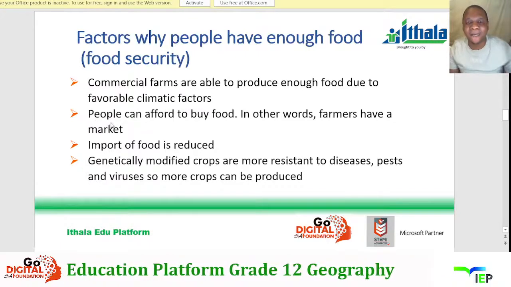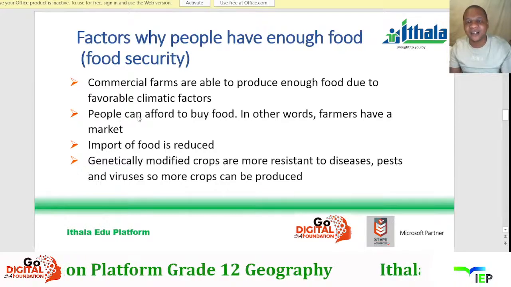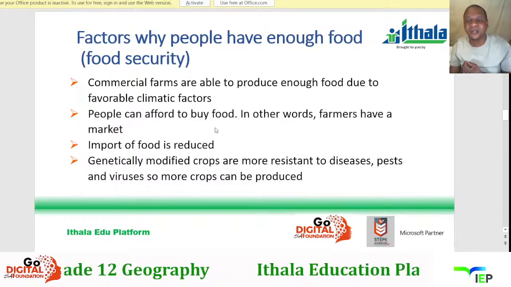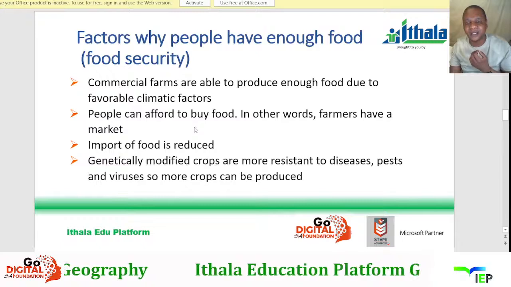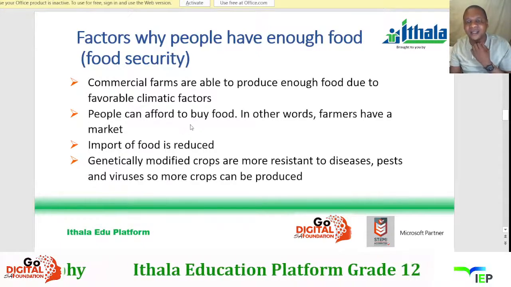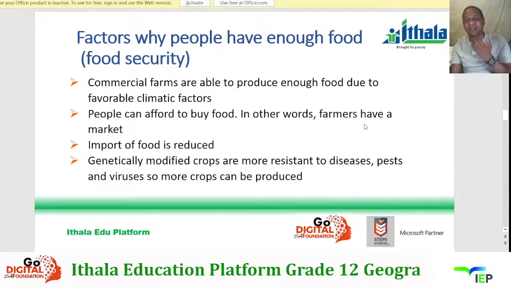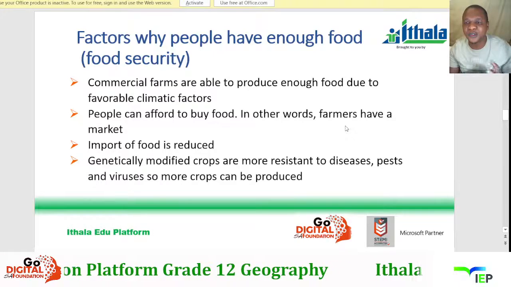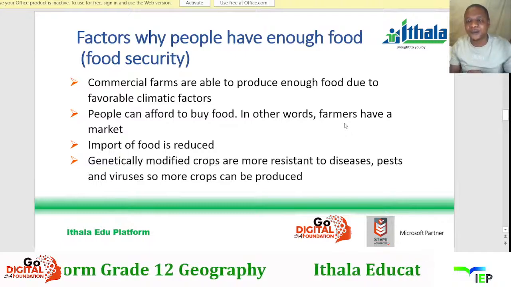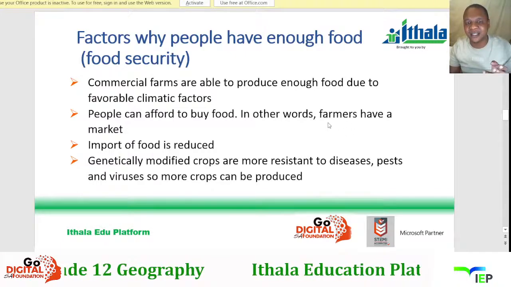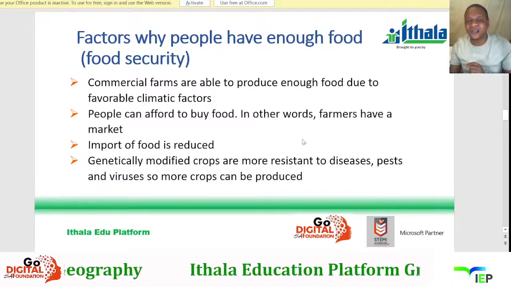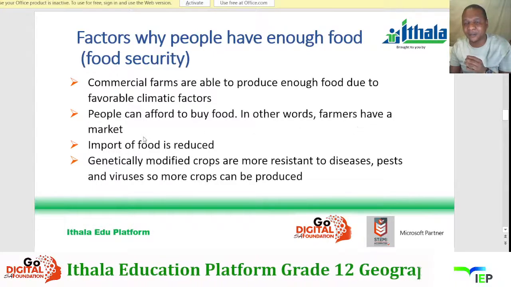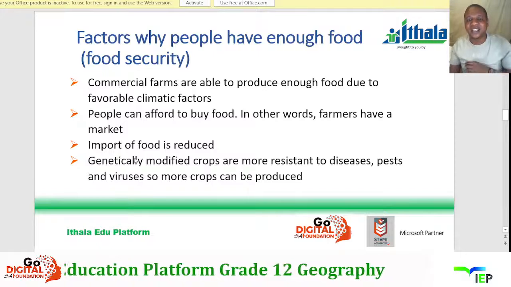Another factor why people have enough food security in South Africa is that people can afford to buy food. People are working, remember. Most people are working in South Africa, so they can afford to buy healthy food. In other words, farmers have a market. For these farmers to sell their produce to people, they need to have a market. You cannot have a market in the desert. Rather have a market next to the people. So since people can now afford to buy food, farmers will have markets available because people are able to buy.